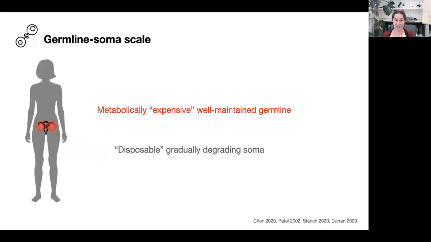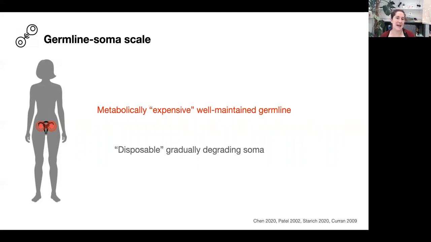Another classic aging trade-off occurs within an individual, between the germline and the soma. Disposable soma theory suggests that metabolically expensive germline is maintained at the cost of an aging soma. But how does this work mechanistically? Can costs and benefits flow between tissues?